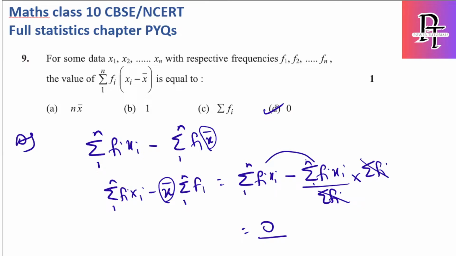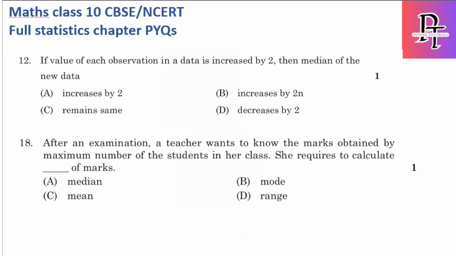Hope you understood how I solved this. I just took x bar outside, x bar is nothing but the mean, so I applied the mean formula, then simply cancelled out sigma fi and got the final answer as 0. Okay, let's see one more question.